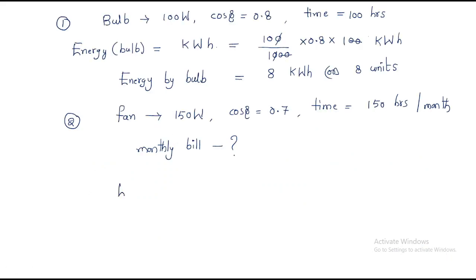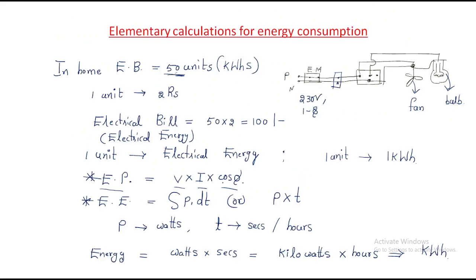So in order to find out the electrical energy, the things needed are electrical power, or active power, multiplied by time. Active power into time, then we will get the electrical energy. These are the elementary calculations for energy consumption.